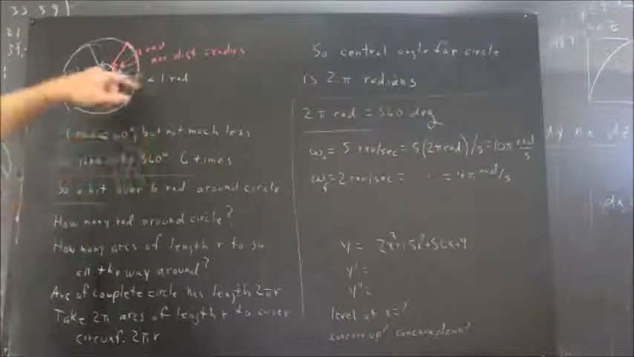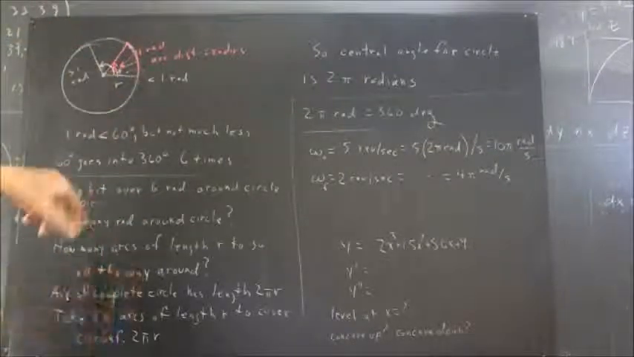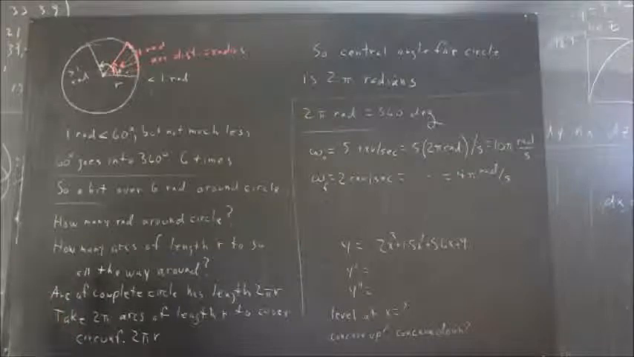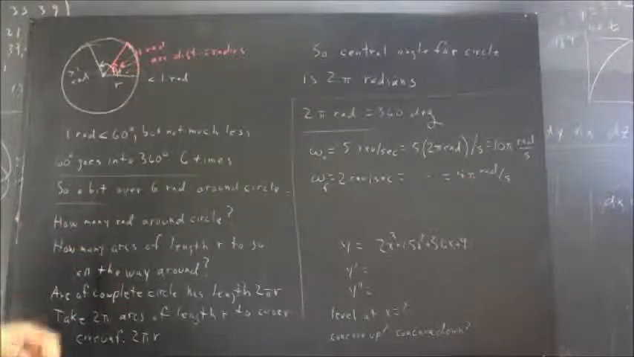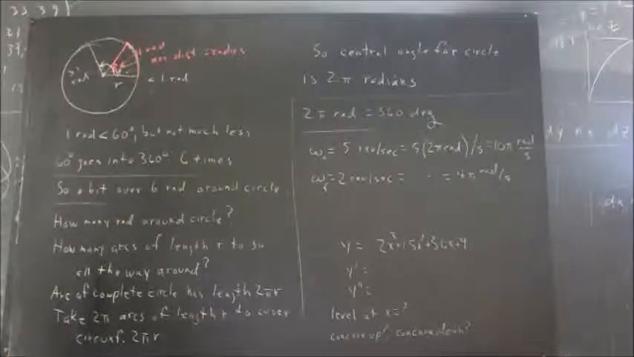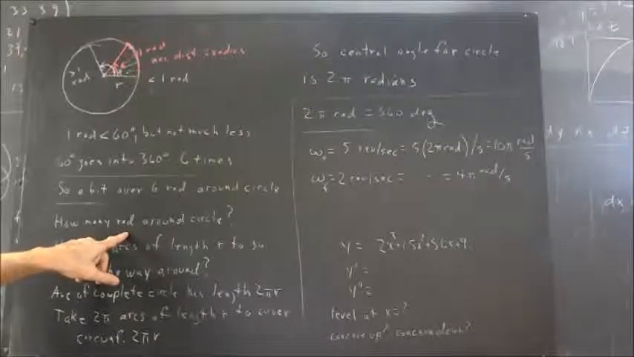Now, 6 radians is a pretty good approximation, but if you're doing a bunch of revolutions, it's not going to be a good enough approximation. So we want to get the exact value. So it's something over 6 radians around the circle. Now, how many radians is it around the circle?